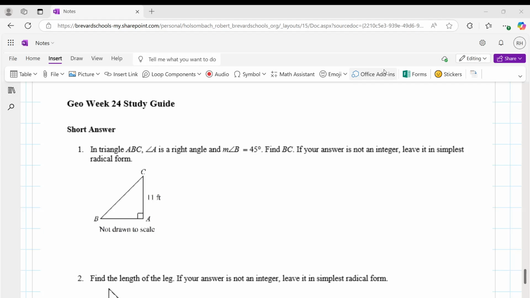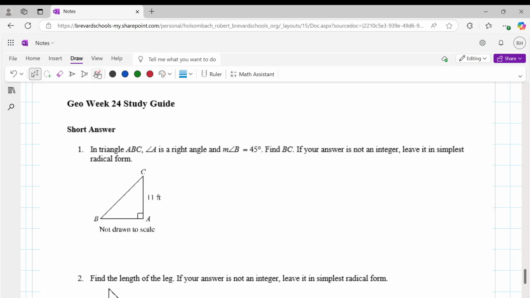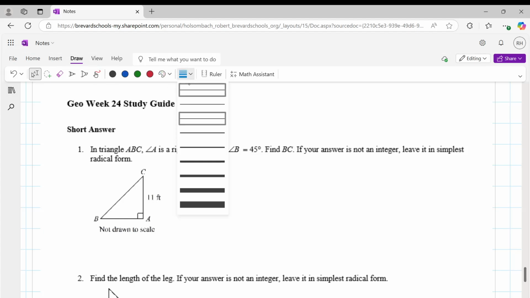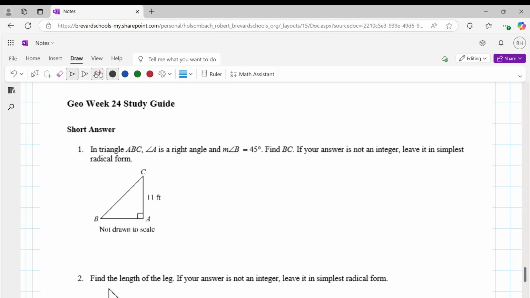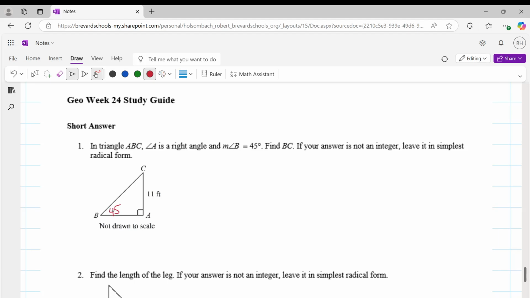All right, so here's our study guide for quiz 24. Problem number 1 asks you, in triangle ABC, angle A is a right angle, angle B is 45 degrees. Okay, so if angle B is 45 degrees, so is angle C. So we've got a 45, 45, 90 right triangle, which means these two sides are congruent. Find BC. So we need the hypotenuse of a 45, 45, 90.